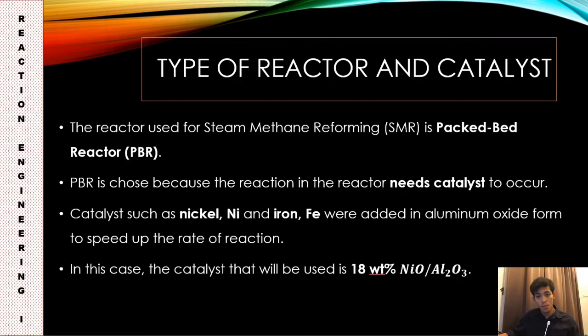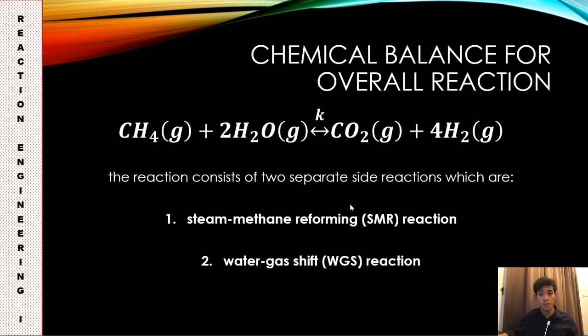Moving on to the overall balance for the reactor, when natural gas, which we specify as methane, and steam, which is water, combine, the products formed are carbon dioxide and hydrogen gas. From this overall reaction, there are actually two reactions, which are steam methane reforming (SMR) and water gas shift (WGS) reaction.